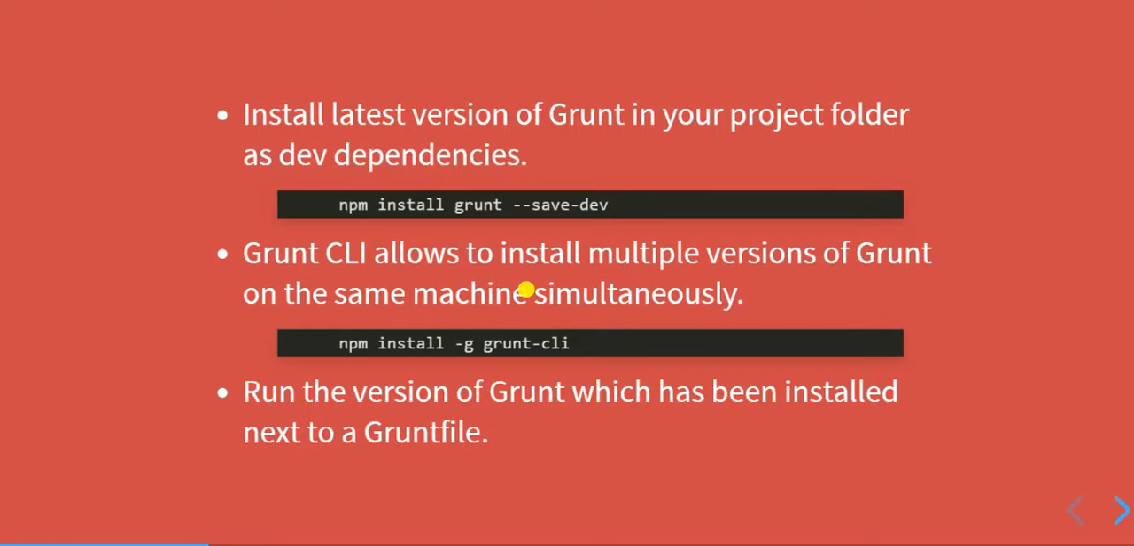So to install Grunt, we can use this command: npm install grunt --save-dev. You can install grunt CLI to have multiple versions of grunt on the same machine.